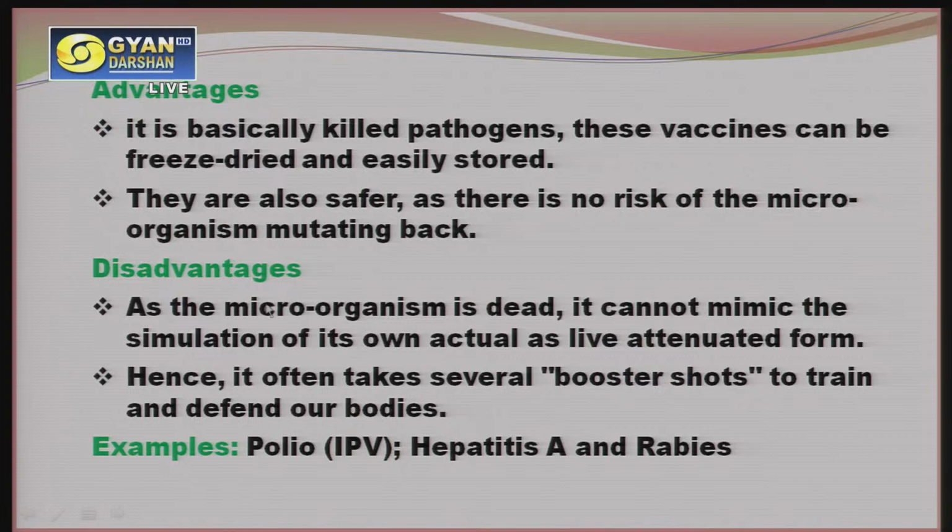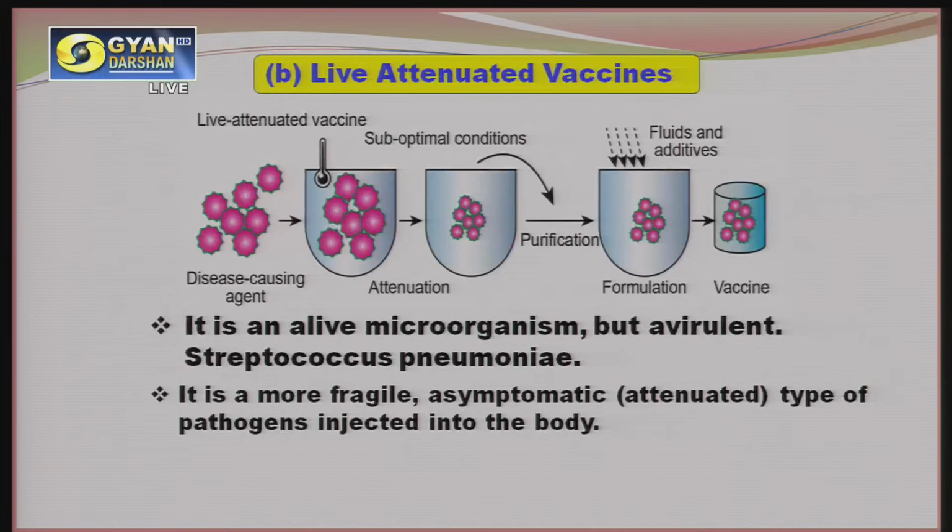What is the disadvantage? As the microorganism is dead, it cannot mimic the stimulation of the actual infection as a live attenuated form does. It is another disadvantage of this type of vaccine. Hence it often takes several booster shots to train and defend our bodies. Examples are polio virus, hepatitis A and rabies virus, which come under this category.